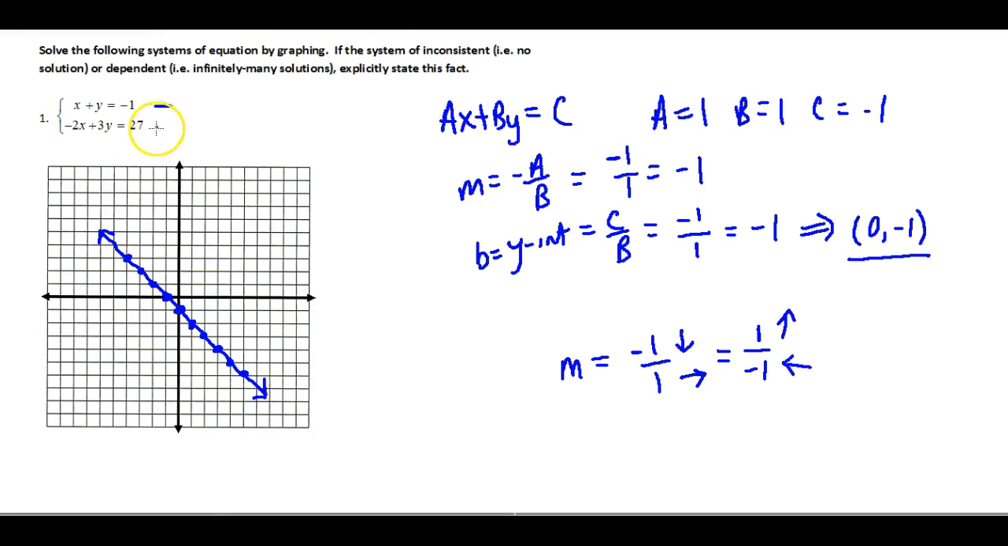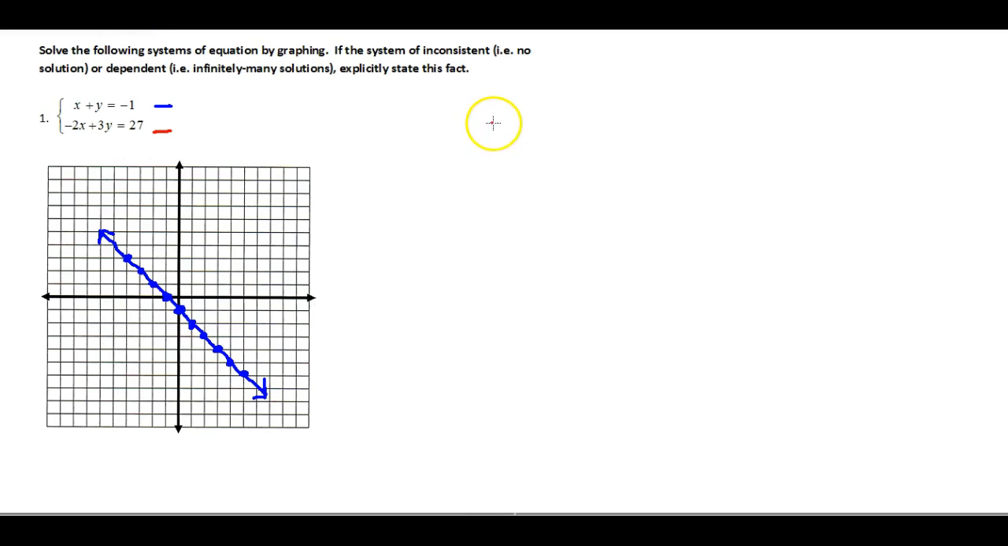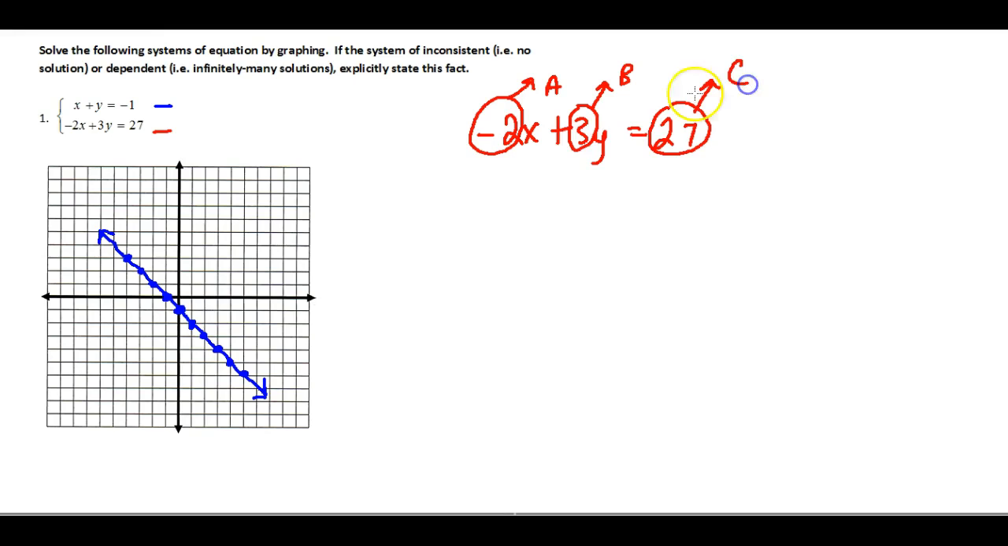So now we're going to do the same thing with the second line. And so we'll do the same thing as before, extracting out what the slope and y-intercept is from this particular equation, and then use the y-intercept and the slope to be able to find other points on the graph. Okay, so now that we have that cleared, we know that -2x plus 3y equals 27. We know that our -2 here is going to be our value for A, our 3 is going to be our value for B, and 27 is going to be our value for C.